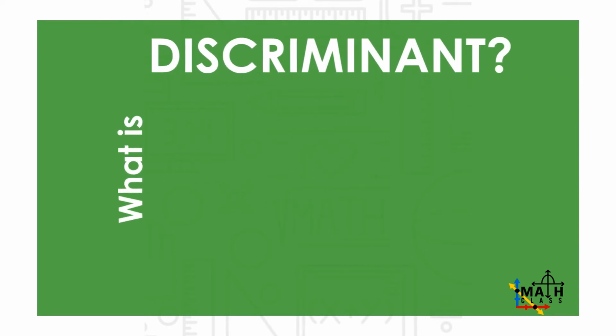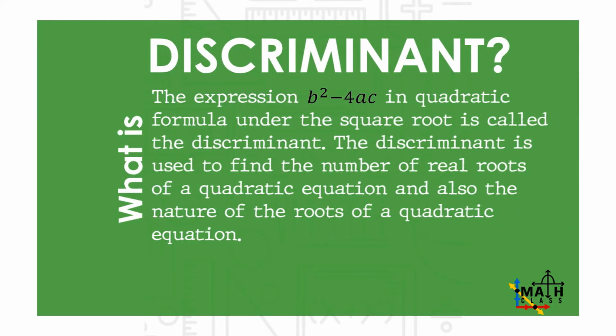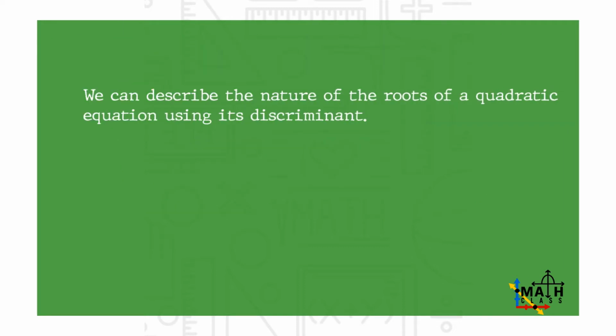What is the discriminant? The expression b squared minus 4ac in the quadratic formula under the square root is called the discriminant. That discriminant is used to find the number of real roots of a quadratic equation and also the nature of the roots of a quadratic equation. We can describe the nature of the roots of a quadratic equation using its discriminant.